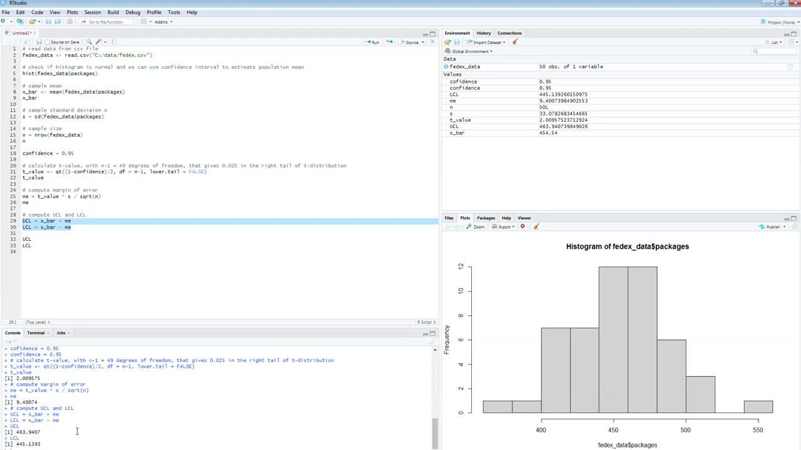So the answer to the question originally posed in the problem, is it true that they achieve productivity of 450 or higher? The answer is this. Based on this sample, I cannot claim that really. Okay, 95% sure that it's somewhere between 445 and 463.9. Could be below. So based on this sample, I cannot support that claim, that they do truly achieve 450 packages per hour or more.